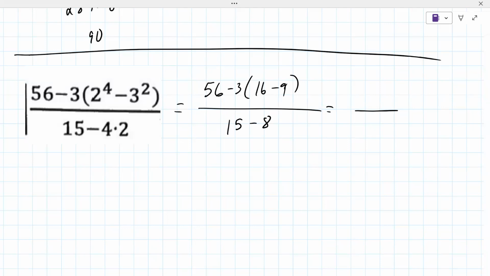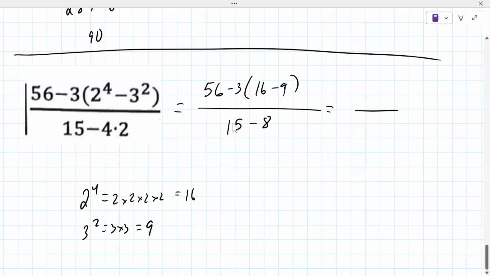So did you do 2 to the 4th? 2 to the 4th, we'll just put off to the side here, is 2 times 2 times 2 times 2, which is 16. 3 squared is 3 times 3, which is 9. So now you have to evaluate what's in parentheses here. What is 16 minus 9?